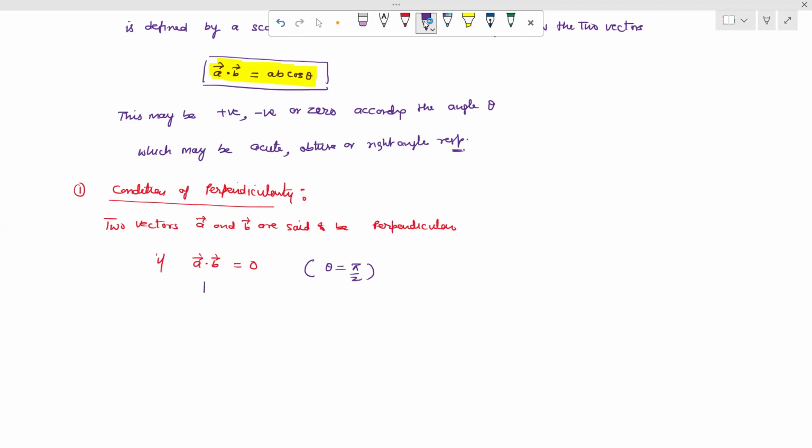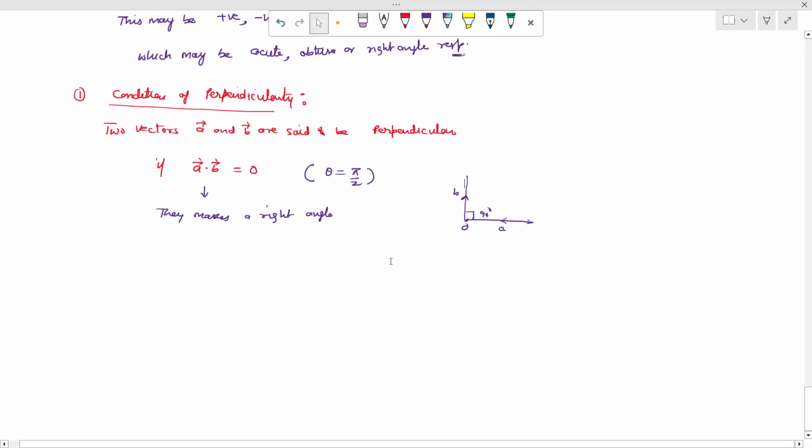So that means you can say that they make a right angle, which means 90 degrees. Here is the origin, making a right angle of 90 degrees. We can say that this is vector A and this is vector B. So they are said to be perpendicular to each other, and vector A dot vector B is equal to 0.